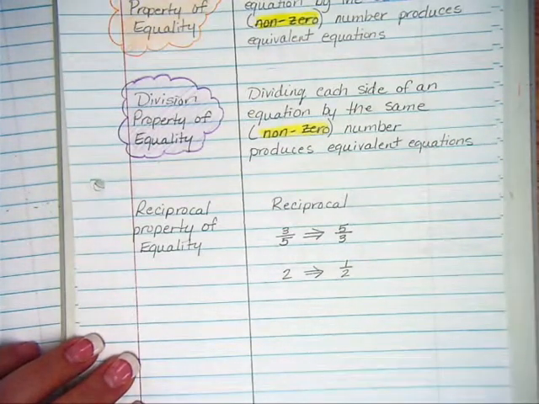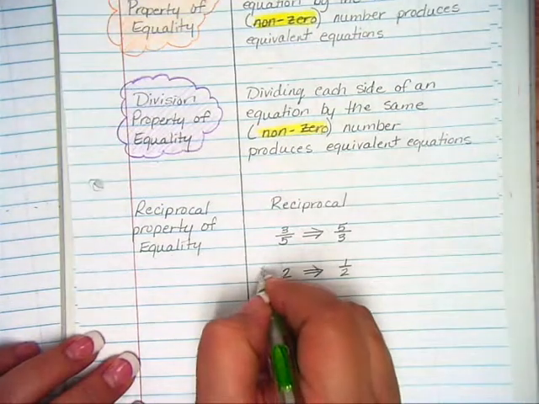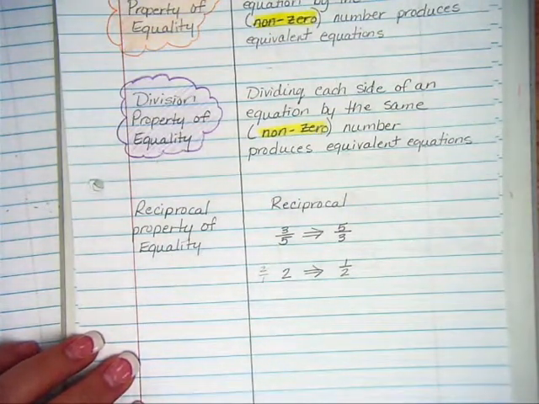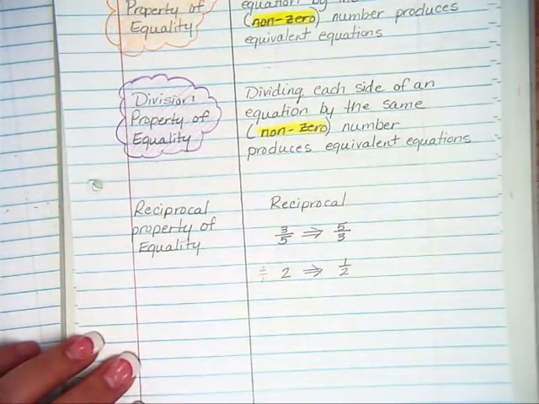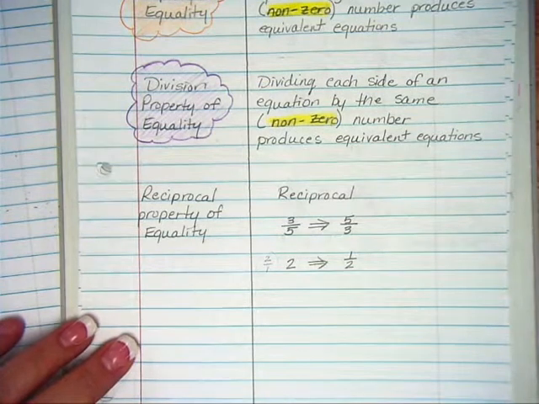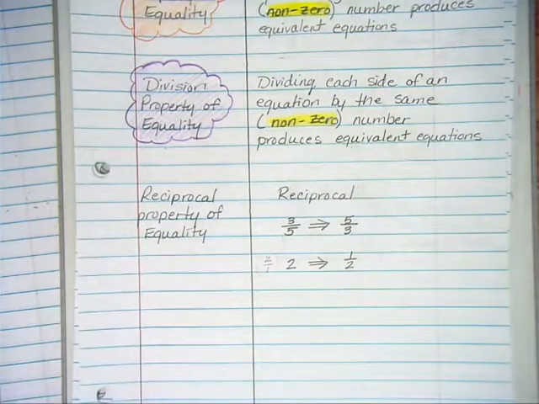That was a trick question, sorry. 2 is really 2 over 1. So when you flip it, it's 1 over 2. So it's a half. That'd be with any whole number. If you want to write any whole number as a fraction, you write it over 1. Now, to get the reciprocal, you just flip it.